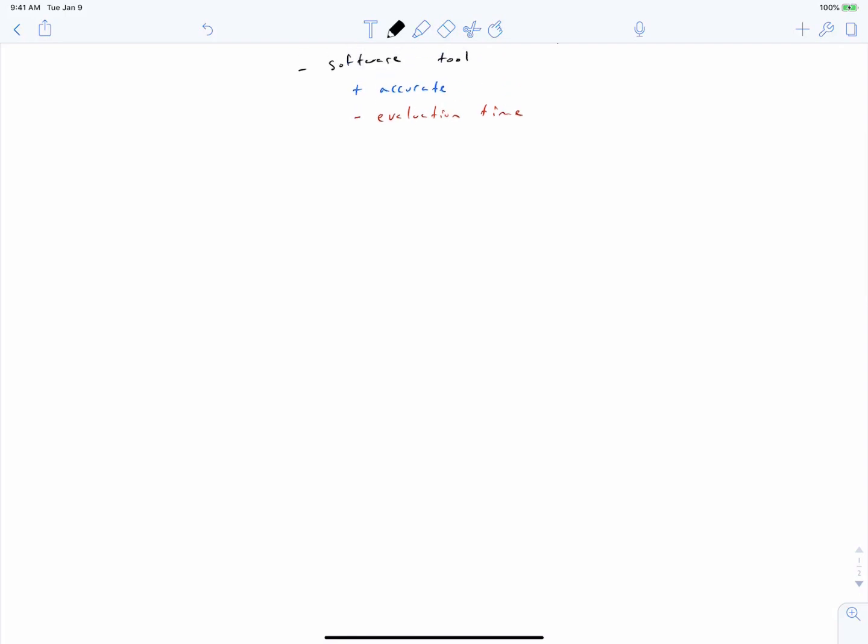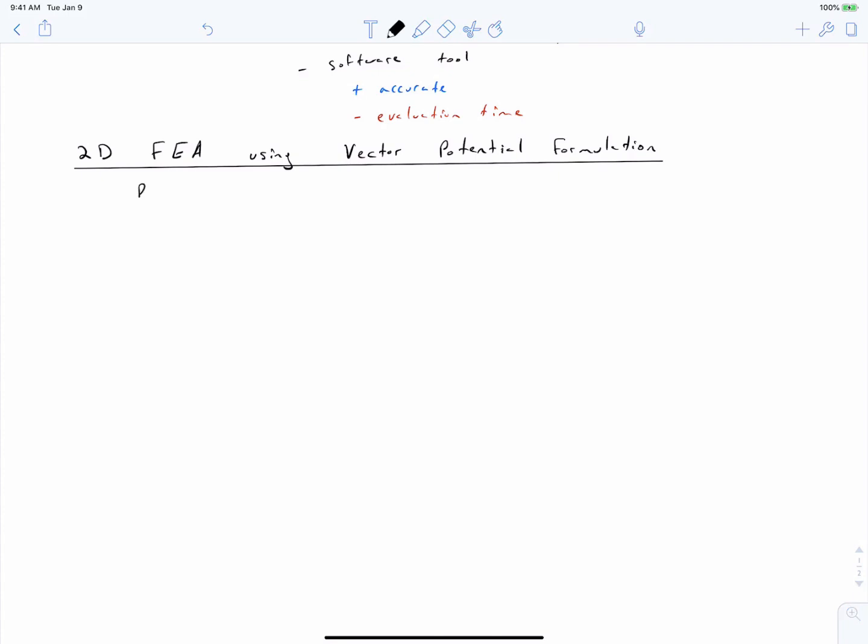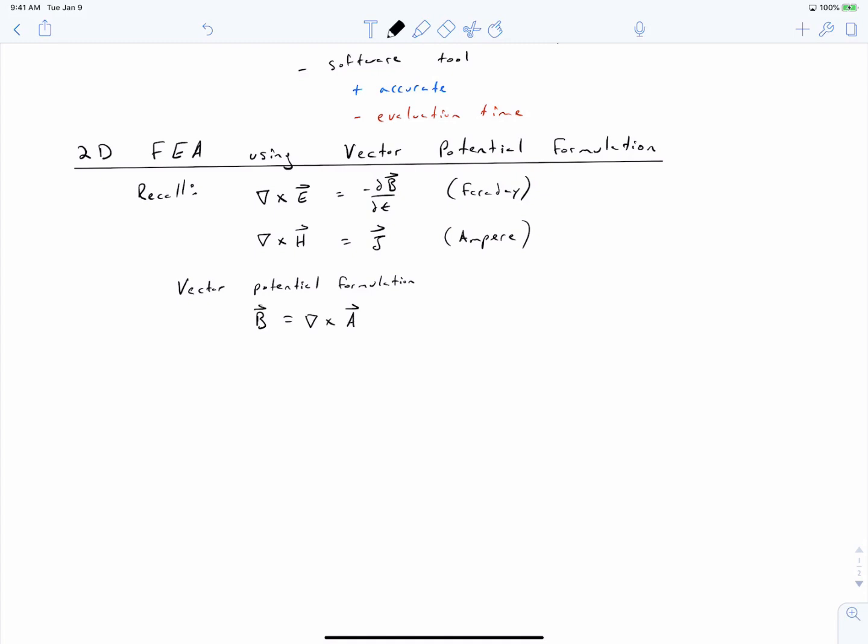In this class, we're going to be talking about 2D FEA using the vector potential formulation. What does that mean? Let's start with the vector potential part. If you recall from Maxwell's equations, we had two primary laws of interest that are going to be solved with an FEA tool. And those two laws are Faraday's law and Ampere's law. And so we create the vector potential formulation by defining a vector A where the curl of that vector is equal to our magnetic field vector B.